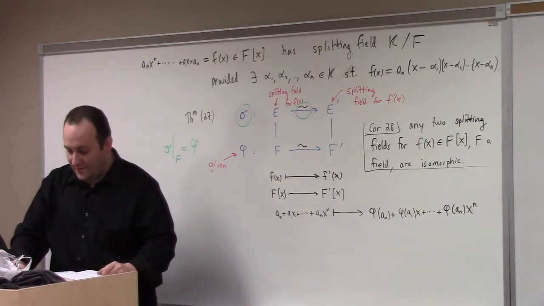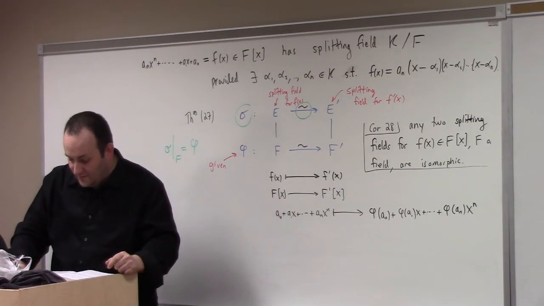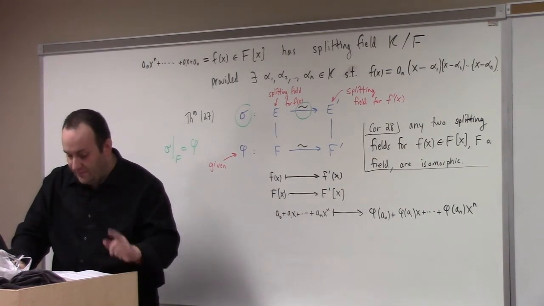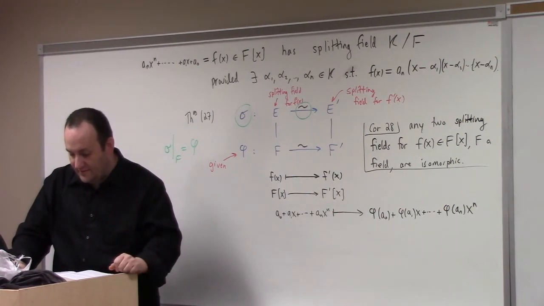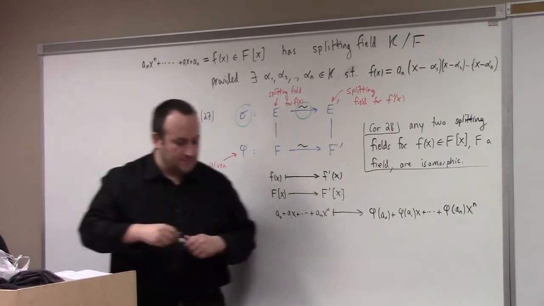Part of the shirt. Anyway, the field F bar is called the algebraic closure of F if F bar is algebraic over F, and if every polynomial f of x in F of x splits completely over F bar. So F bar is said to contain all the algebraic elements.